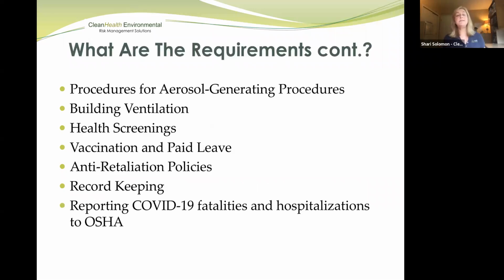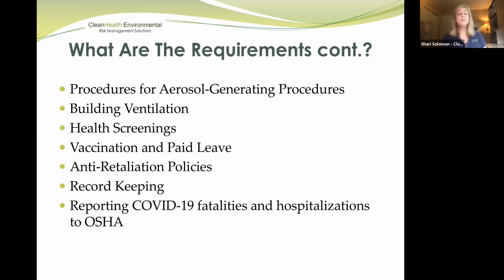The requirements: continued procedures for aerosol generating. So if that's a circumstance that is arising in your facilities, that will need to be addressed, written in the program. Building ventilation, that's something that we have turned our attention to over the past several months, now that it is confirmed and validated by CDC that ventilation and airborne nature of SARS-CoV-2 is possible.